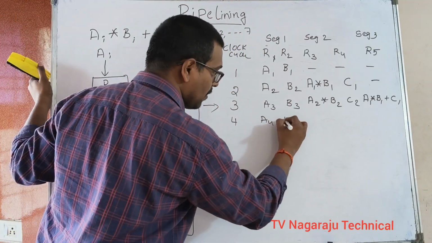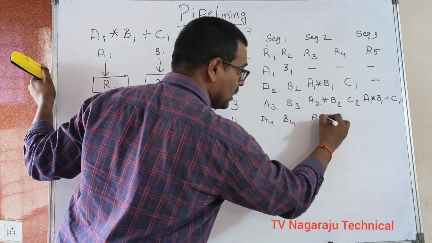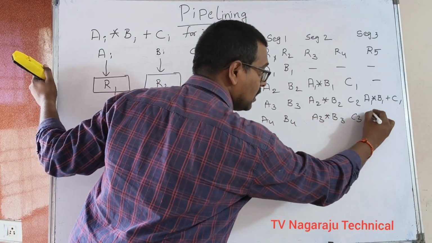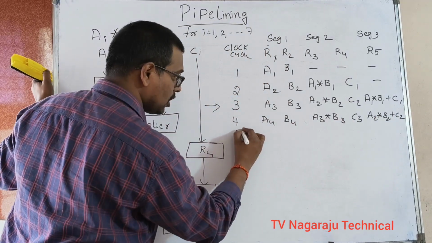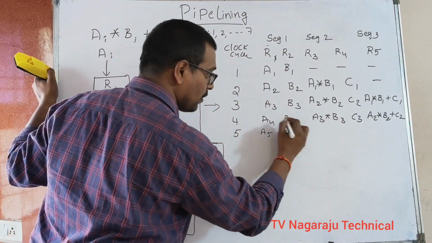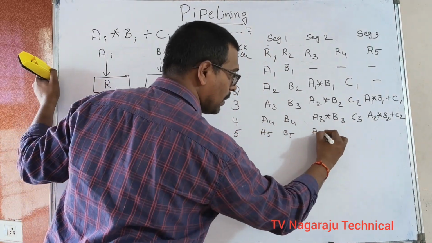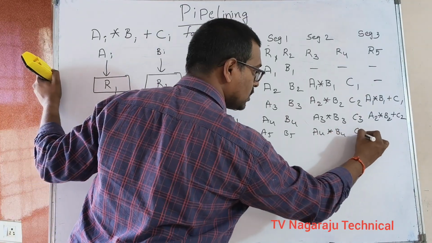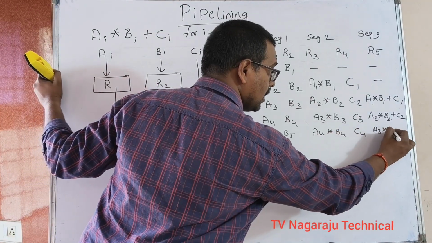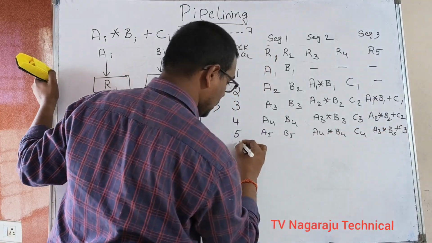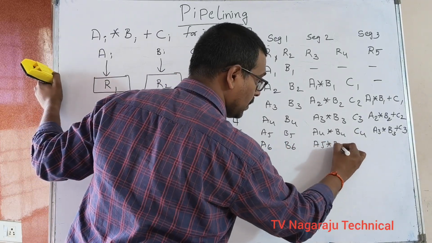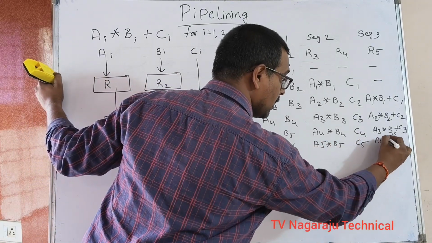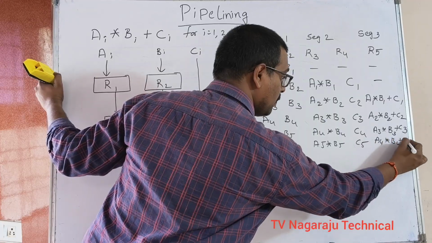Suppose here A4, B4, A3 times B3, C3, A2 times B2 plus C2. In the next clock cycle, A5, B5, and these two are moved to the multiplication: A4, B4, C4, A3 times B3 plus C3. Then A6, B6, A5, B5, C5, A4 times B4 plus C4.